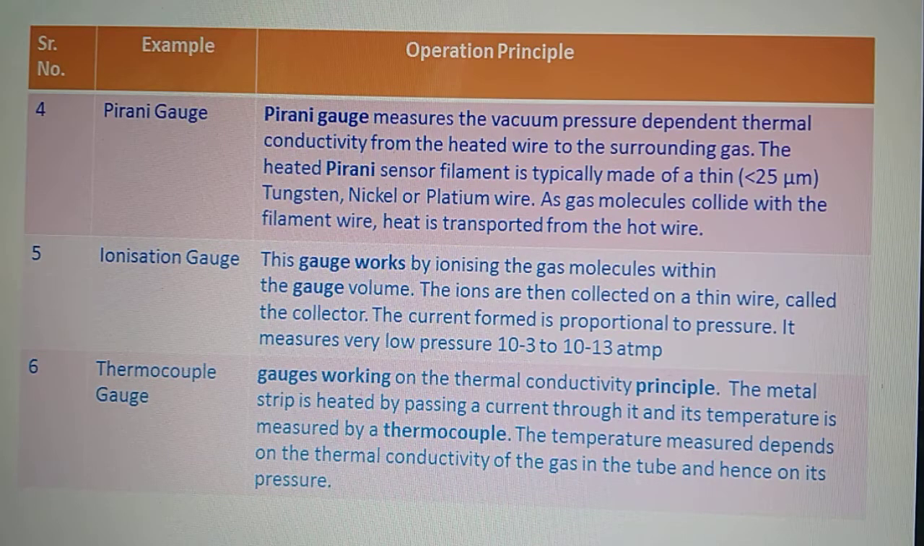The next kind of pressure sensor is a thermocouple gauge. This thermocouple gauge works on the thermal conductivity principle. The metal strip is heated by passing a current through it, and its temperature is measured by a thermocouple. The temperature measured depends on the thermal conductivity of the gas in the tube and hence on the pressure, and that's why the thermocouple gauge is a pressure sensor. Don't confuse it with thermocouple. Thermocouple is a temperature sensor. Thermocouple gauge is a pressure sensor.